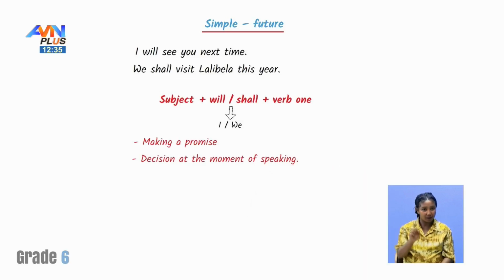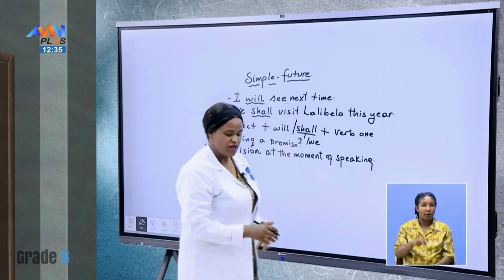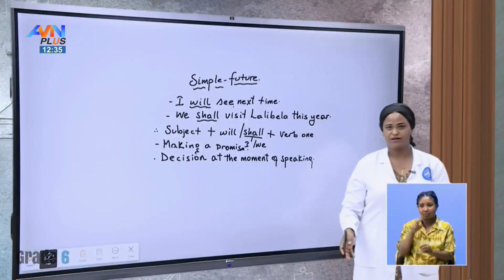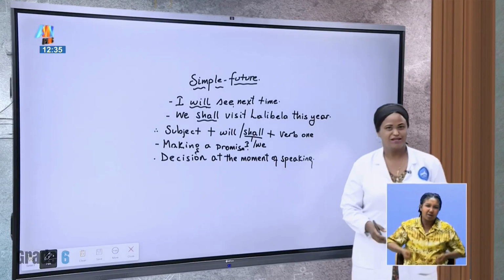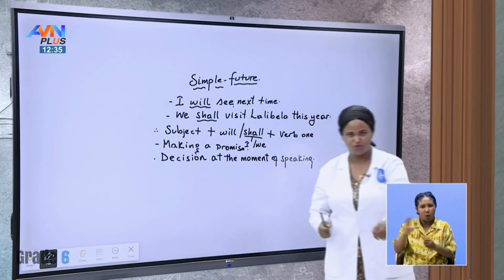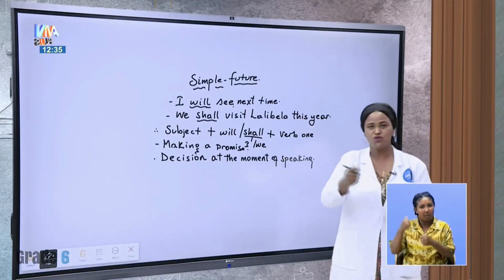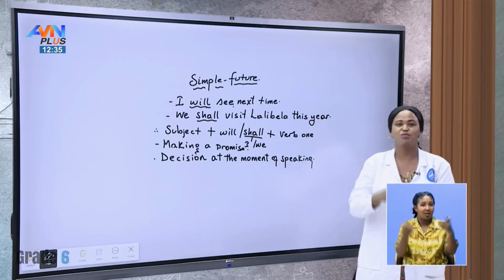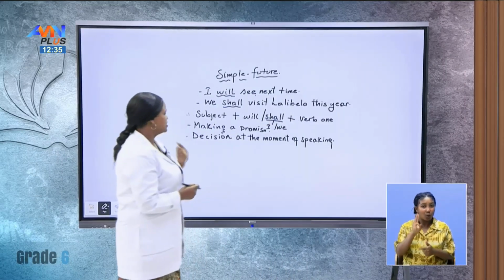Yes? For example, let me give you more example on this one. You are just walking in a roadway with your friend, and then suddenly you see something in your way, yeah? So you change your mind. For example, you see an old woman carrying a bag. Then suddenly you just change your mind, and what do you say? I will help you. I will help you, yes? Or I will carry the bag for this woman. That is what? A decision that you make suddenly, on the moment or on the time of speaking. So this is the second use of will and shall.